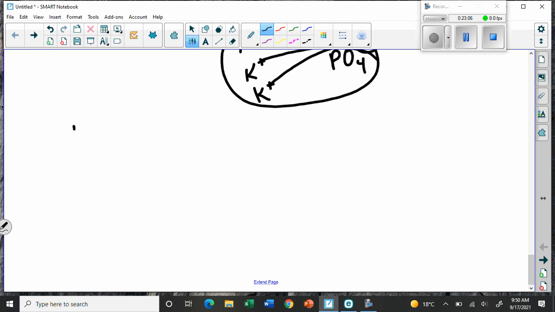Lead 4, that means Pb. Remember, lead in Latin is called plumbum. So that's why it's Pb. Lead 4. And chlorate, ClO3 with a -1. You have to memorize that.